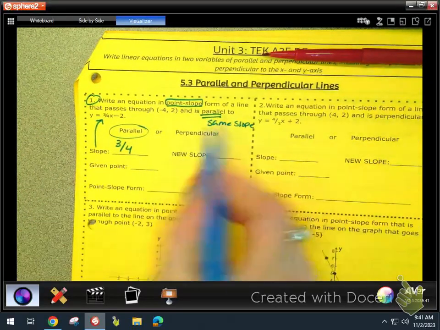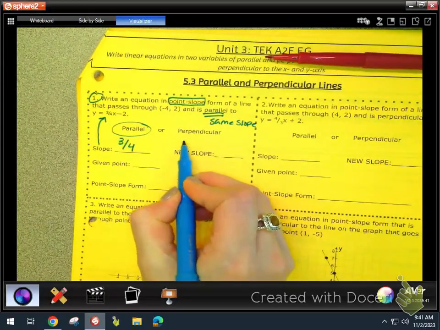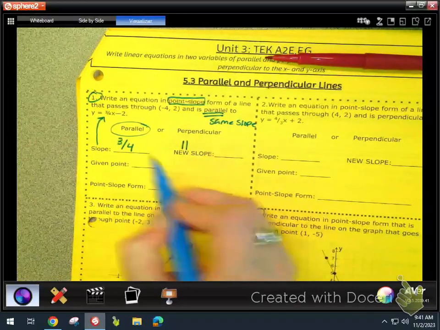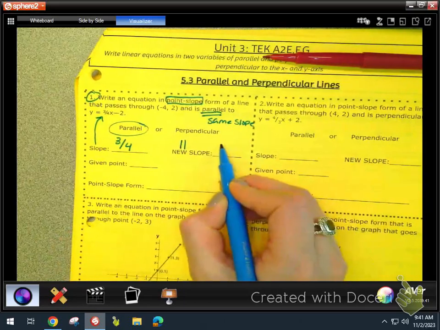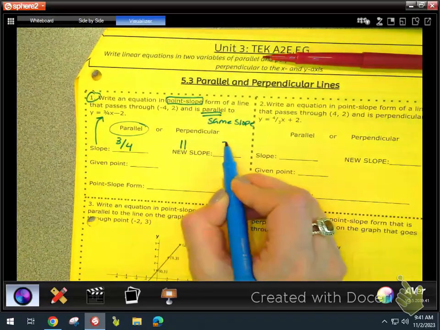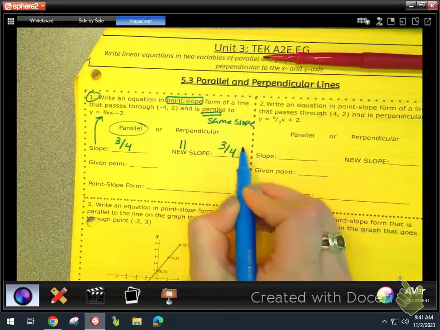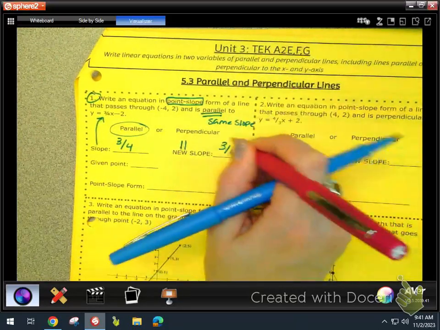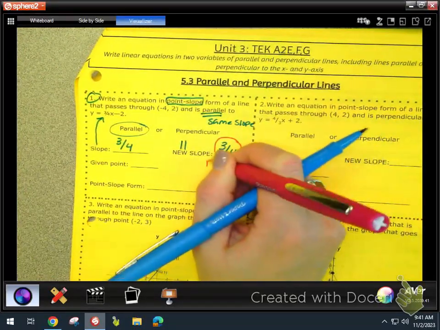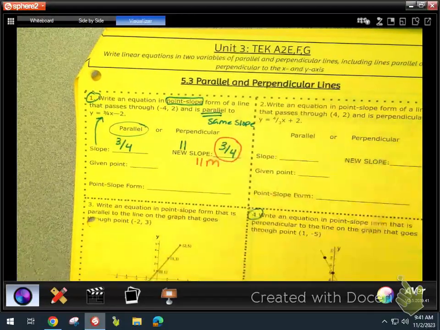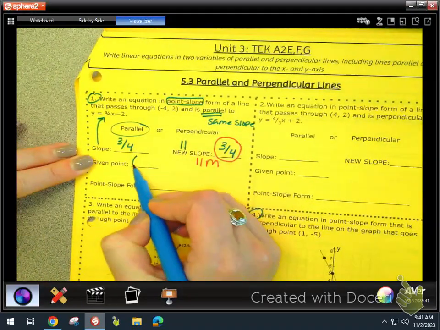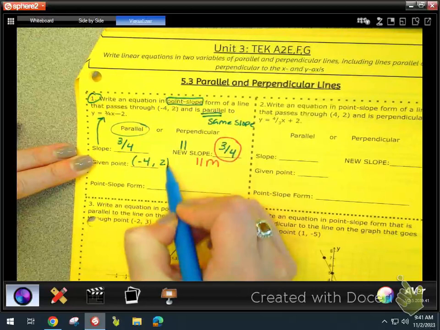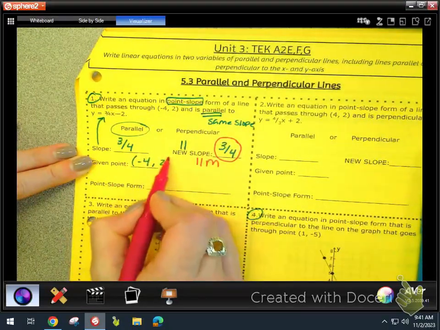Okay? The new slope that I'm using is the parallel slope. What is the parallel slope to 3/4? Parallel lines have the same slope, so I'm going to write down again 3/4. And this is the one that I'm going to use for my point slope form. This is my m, my parallel m. What point do we want our parallel line to go through? (-4, 2). This is the point that we're going to use.